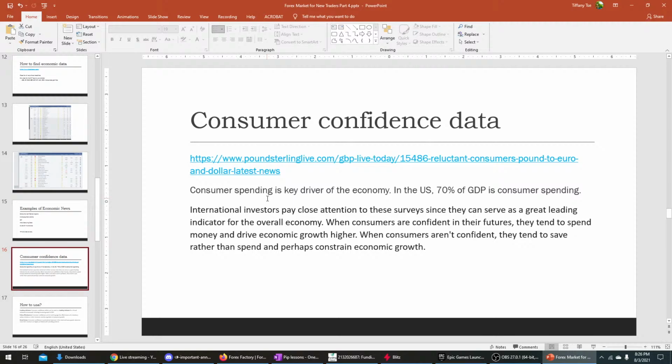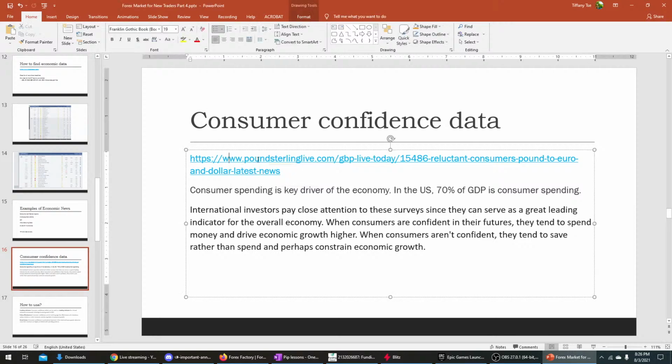In the United States, 70% of GDP is consumer spending. International investors pay close attention to the survey because it serves as a great leading indicator for the overall economy. When consumers are confident about their futures, they tend to spend and drive economic growth. When they're not confident, they tend to save, and that's really important. People right now are not confident about the consumer data report.